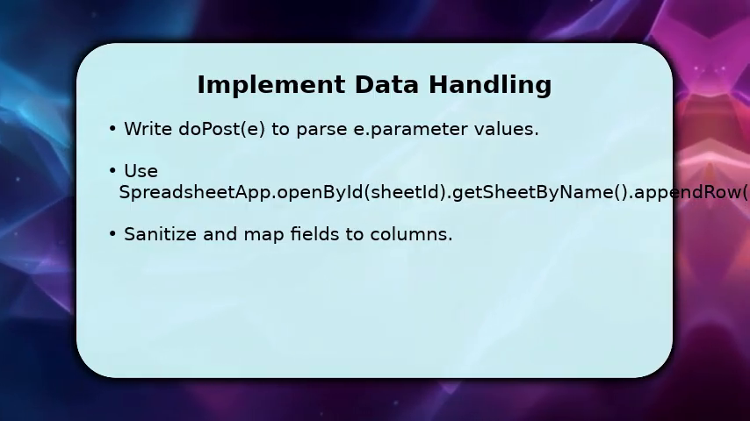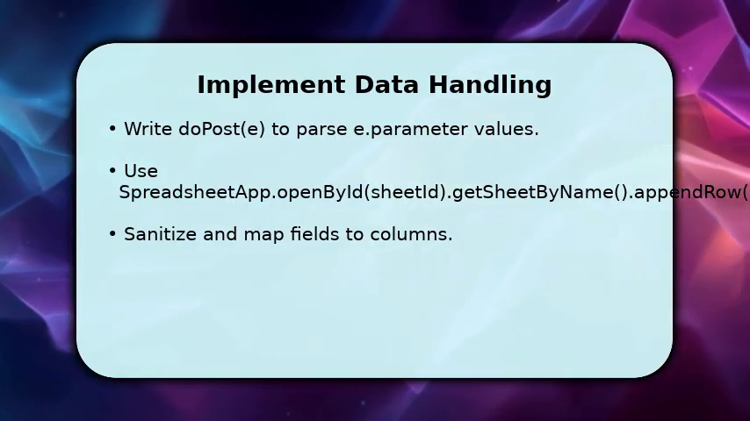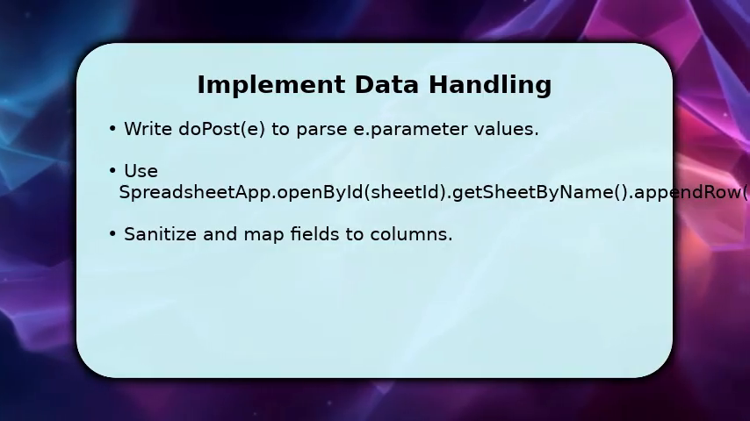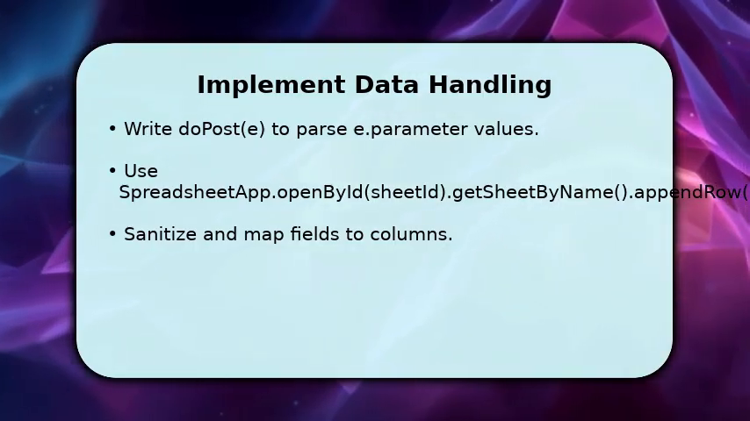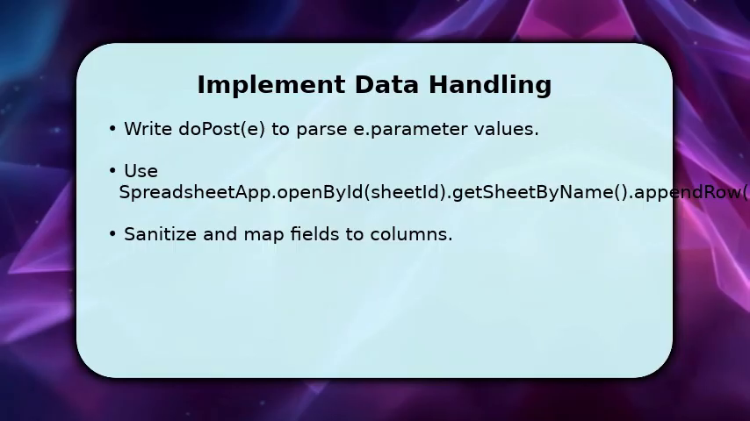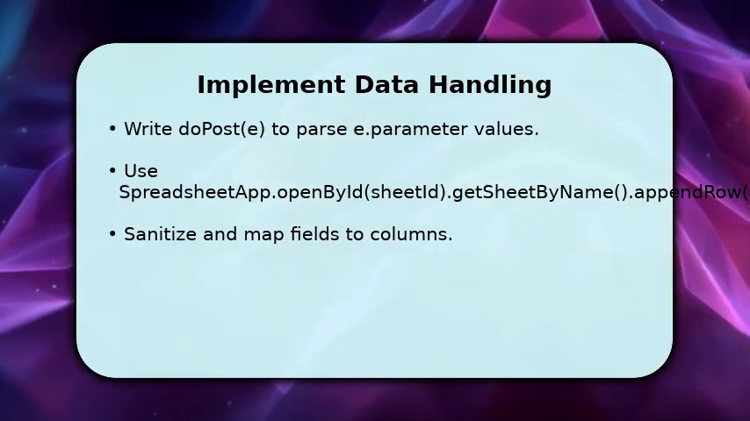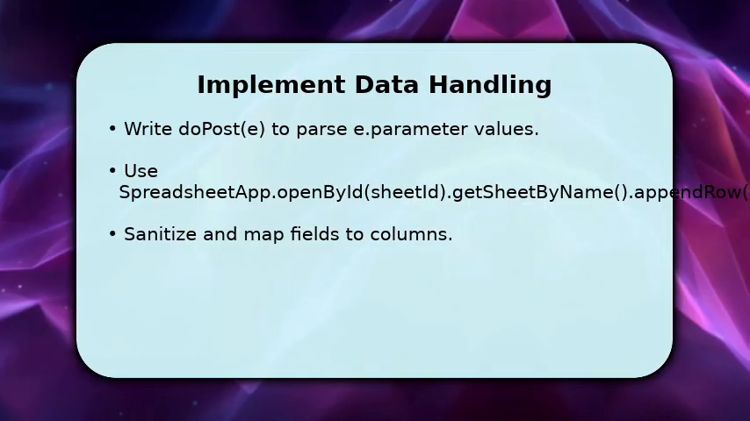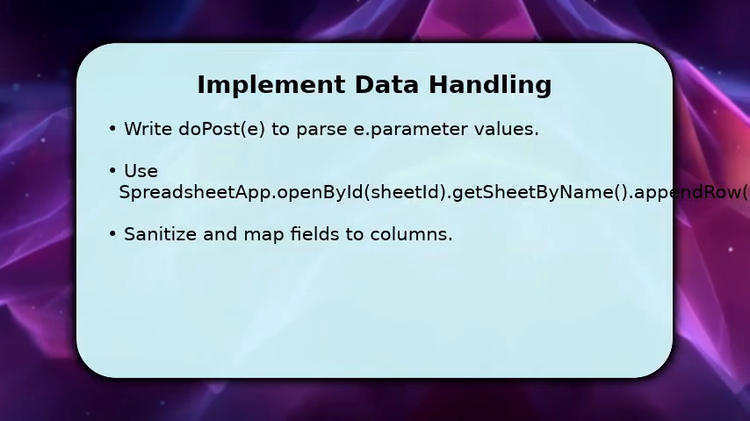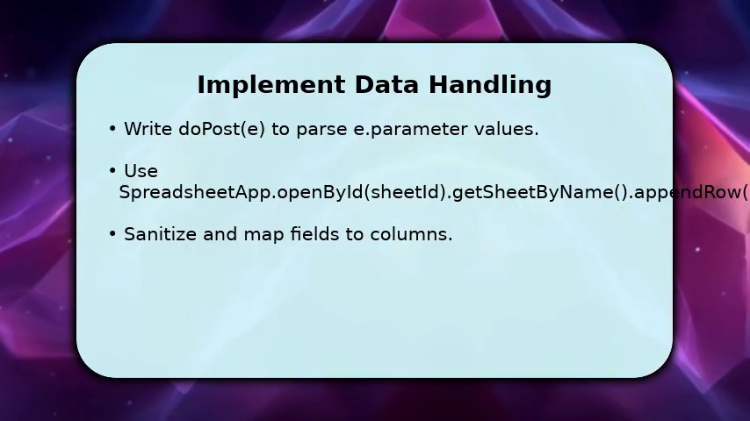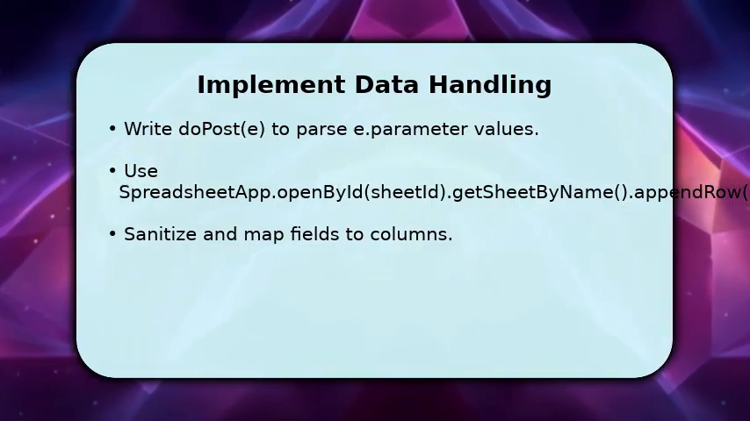Once you parse values, open the sheet with SpreadsheetApp. Open by ID, sheet ID, select the correct sheet, and append a row with mapped values. Also add simple validation and trimming so malformed inputs don't shift columns. After that, create a simple success JSON response. Make sure to test with dummy data and log e to inspect payload structure.